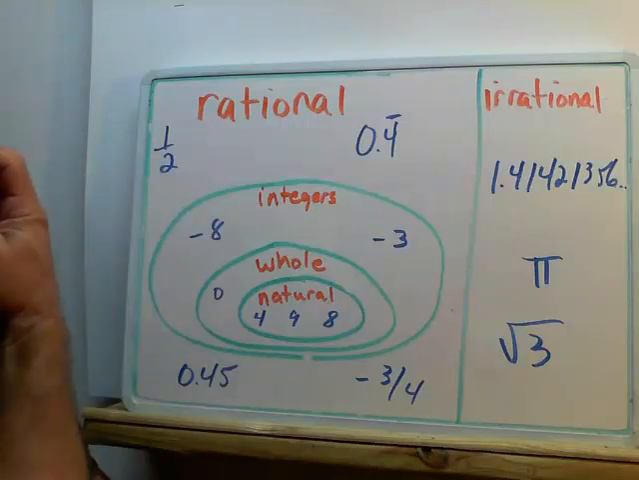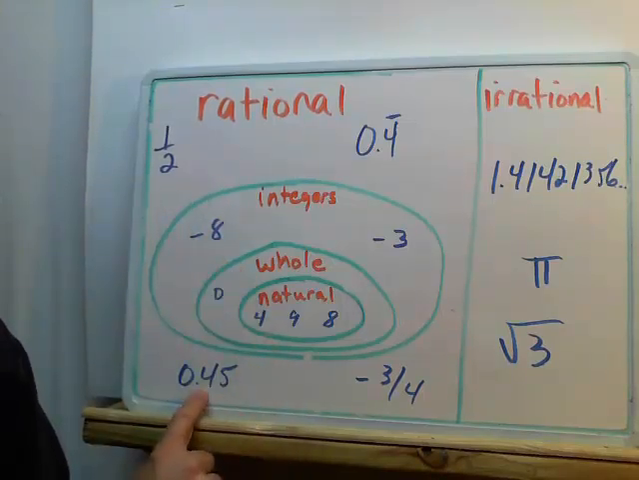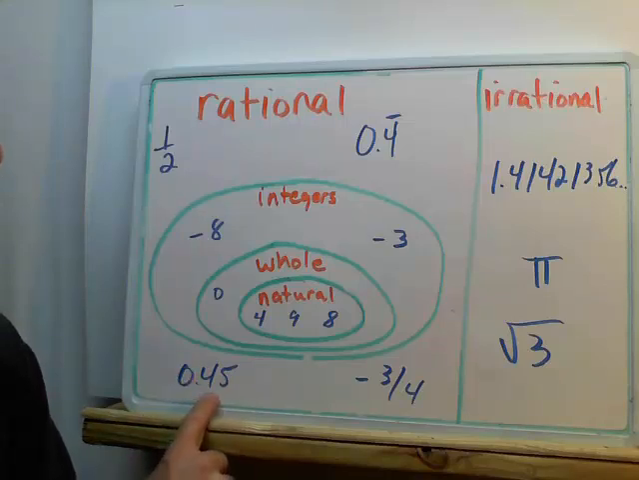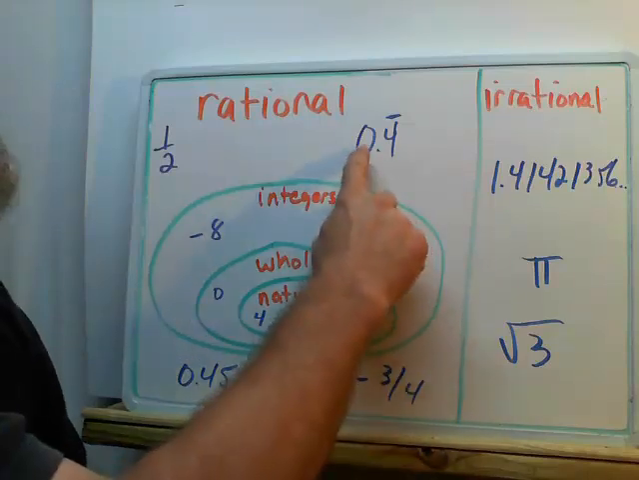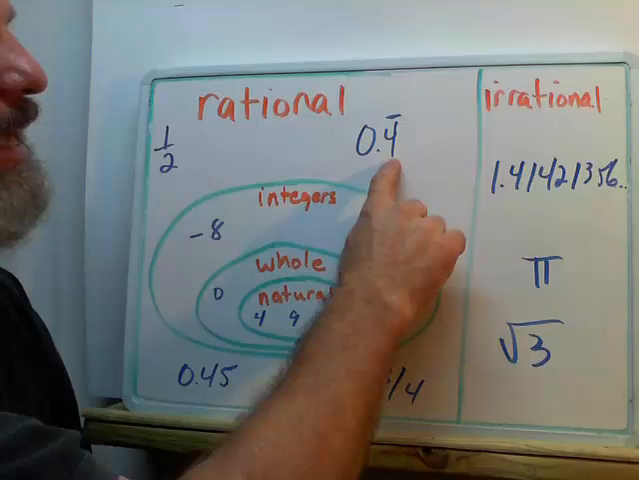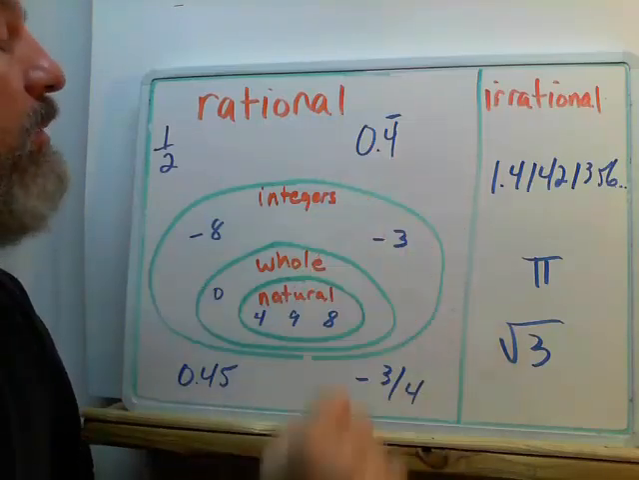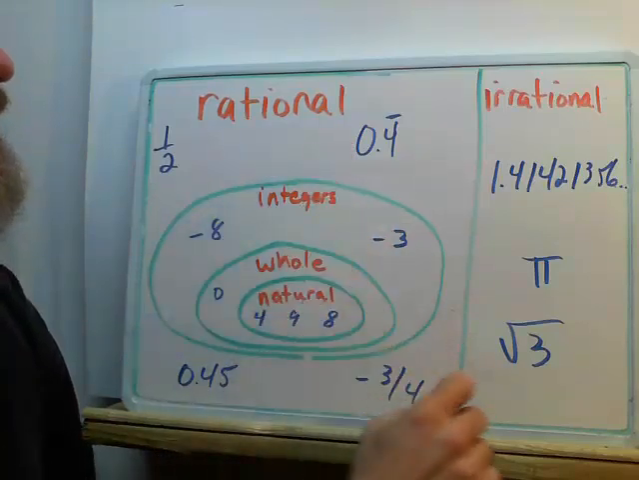And then lastly, anything that can be written as a fraction would be a rational number, like 1/2 or 45/100. We could write that 45 over 100 rather than 0.45. Or negative fractions, -3/4, or 0.4 repeating, because remember, you relate to that as 4/9. You should remember that from the lesson before. So that's the rational numbers.